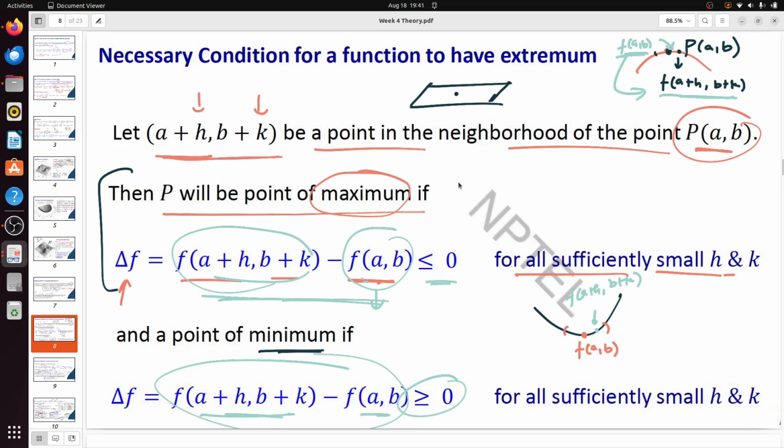Now next, the necessary condition for a function to have an extremum. So this is a point with a neighborhood. P will be a point of maximum if, for any sufficiently small h, k, this expression is less than 0, and a point of minimum if it is greater than 0. So this is just the definition. Here we have not written some technical terms. This is just the definition actually.